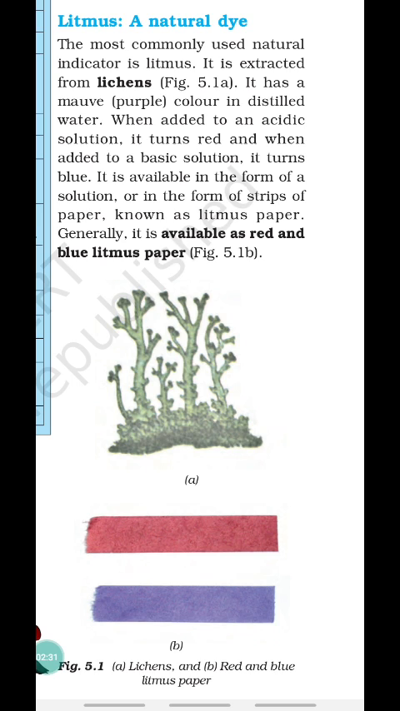Apart from litmus paper, we can depend on China rose flower also. Collect some China rose flower and paste the flower on white paper. You can use this as an indicator to test whether acid or base is present. China rose gives magenta red color in acids and green color in bases.